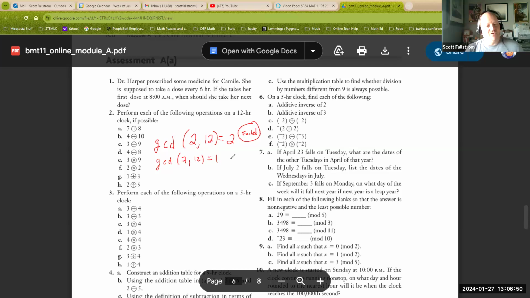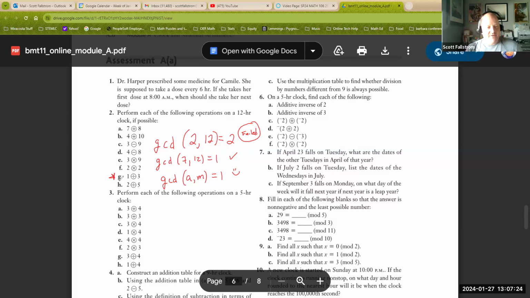The GCD of 7 and 12 is 1. And this worked. So in order for you to be able to divide by any number on any clock, the GCD of your number and the mod, which is your clock number, has to be 1. If it's not 1, you can't do division on that. There are too many answers or not enough. So if you want it to work, the GCD has to equal 1.